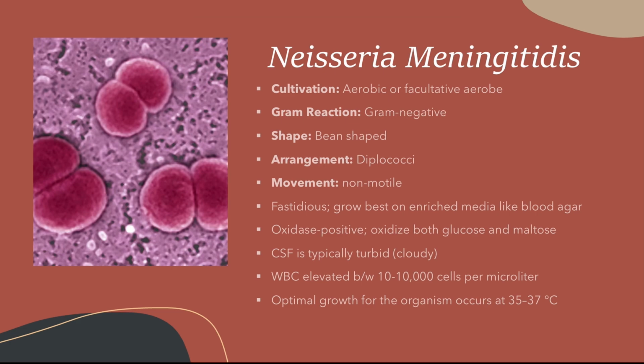And they are bean-shaped. The arrangement is diplococci, which you can also see in the picture on the left because they are formed in pairs. And the movement for these bacteria is non-motile. They don't have any flagellum. They are fastidious. They will grow best on enriched media, such as a blood agar. And they will test oxidase positive. They actually oxidize both glucose and maltose. And when testing for this in somebody, their cerebral spinal fluid will be cloudy.